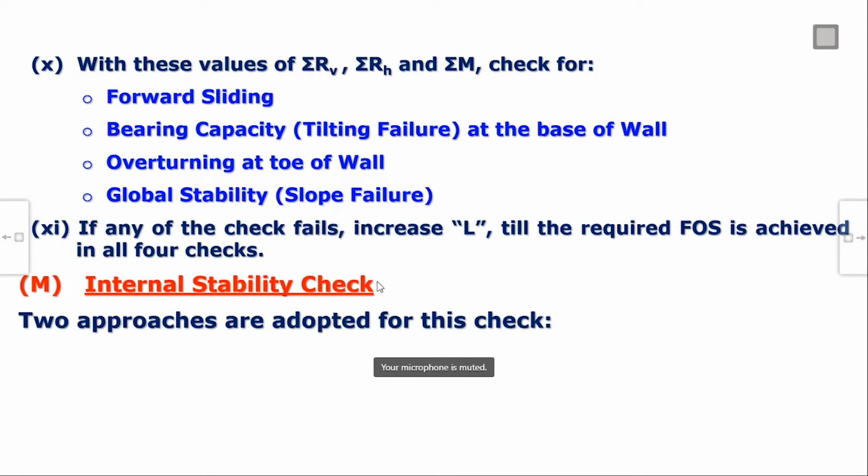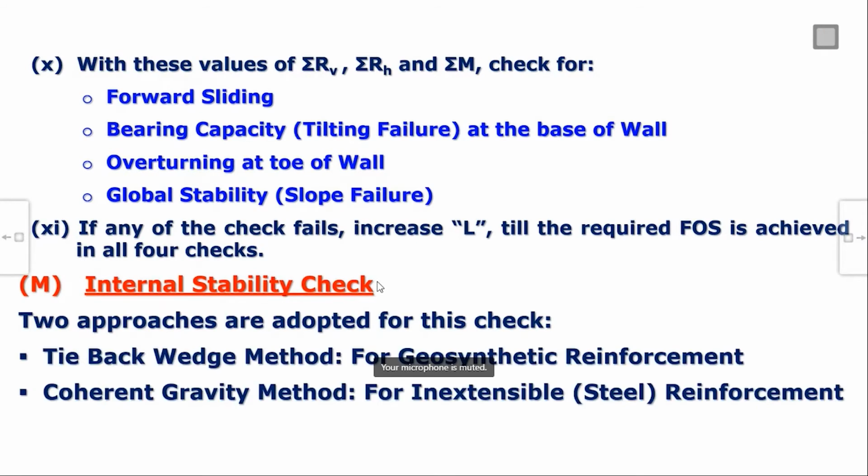For the internal stability check, there are actually two approaches. One approach, which is very common, is called the tie-back wedge method, and this is used for geosynthetic reinforcement. Sometimes it is also called extensible reinforcement, because some strain is allowed there. That's why we will use this one.